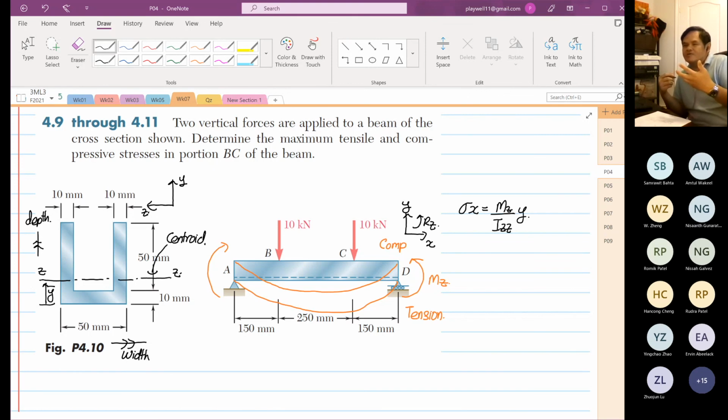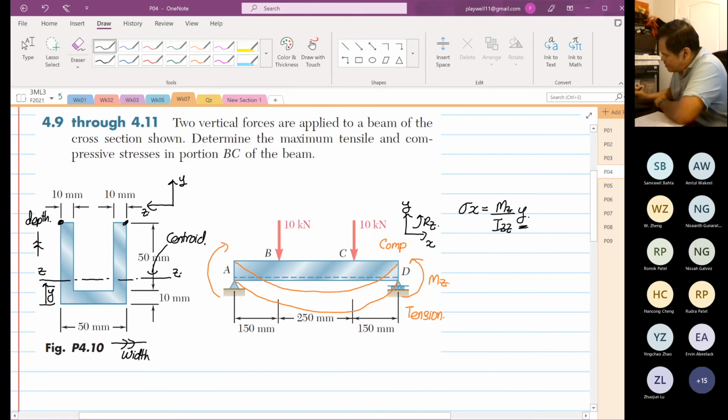If I were to tell you this is symmetrical bending, you know why? Because whatever occurs over here will be the same on the right hand side, because the equation is only a function of y. That's why we call it symmetrical loading. So from here, the question says between point B and point C. So we know that the failure is going to be at the center.